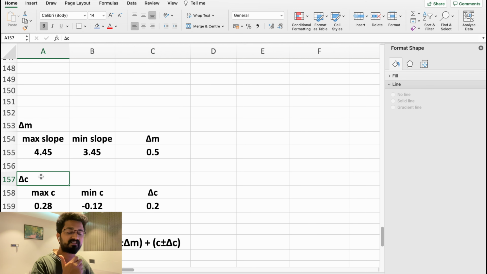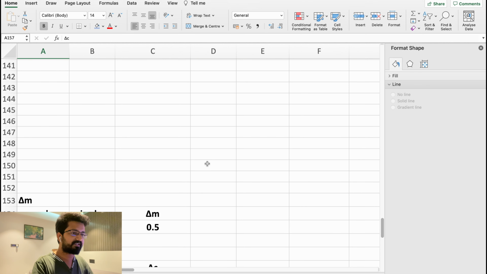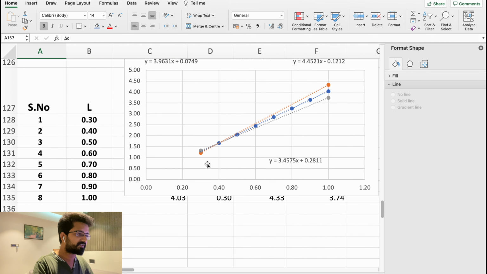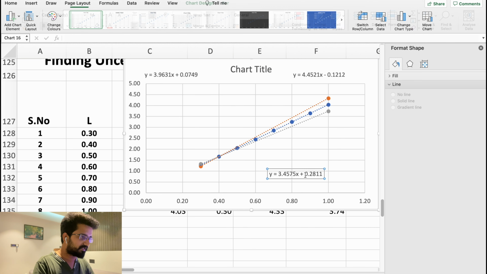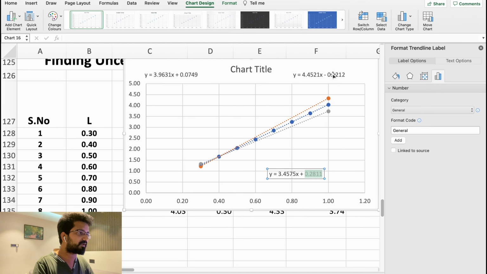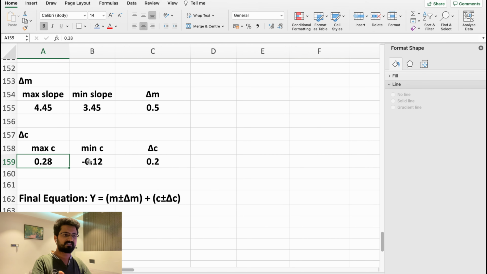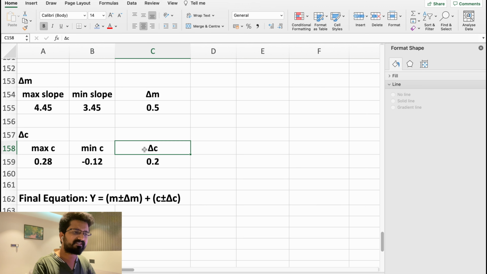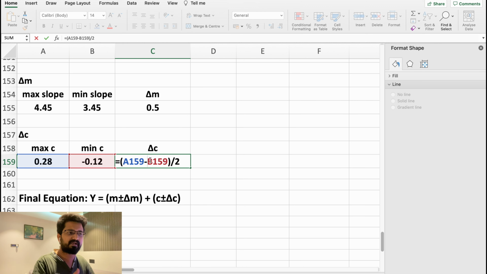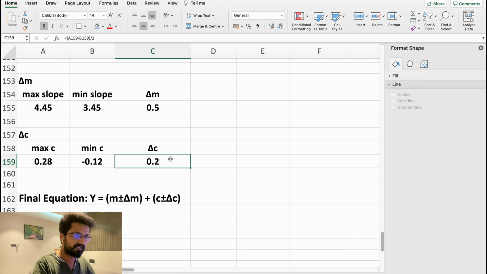Similarly, I want to find delta c, which is the uncertainty in the intercept, which means I need to find the maximum intercept, which is going to be 0.28, right? Maximum intercept 0.28, whereas the minimum intercept is minus 0.12. That's what I've written over here. And delta c, the uncertainty in the intercept, can be determined again simply by using max minus min divided by 2, right? So perfect.